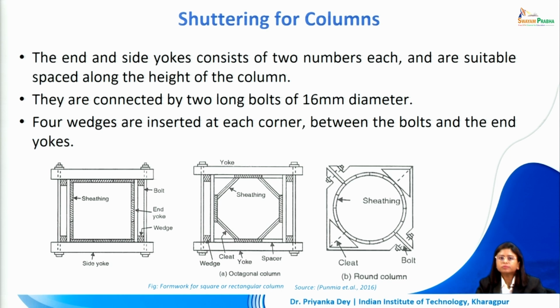Shuttering for the columns will be such that the end and the side yokes consist of 2 numbers each and are suitably spaced along the height of the column. So they are connected by 2 long bolts of 16 mm diameter, and 4 wedges are inserted at each corner between the bolts and the ends of the yokes. So this is where the wedges will be placed.